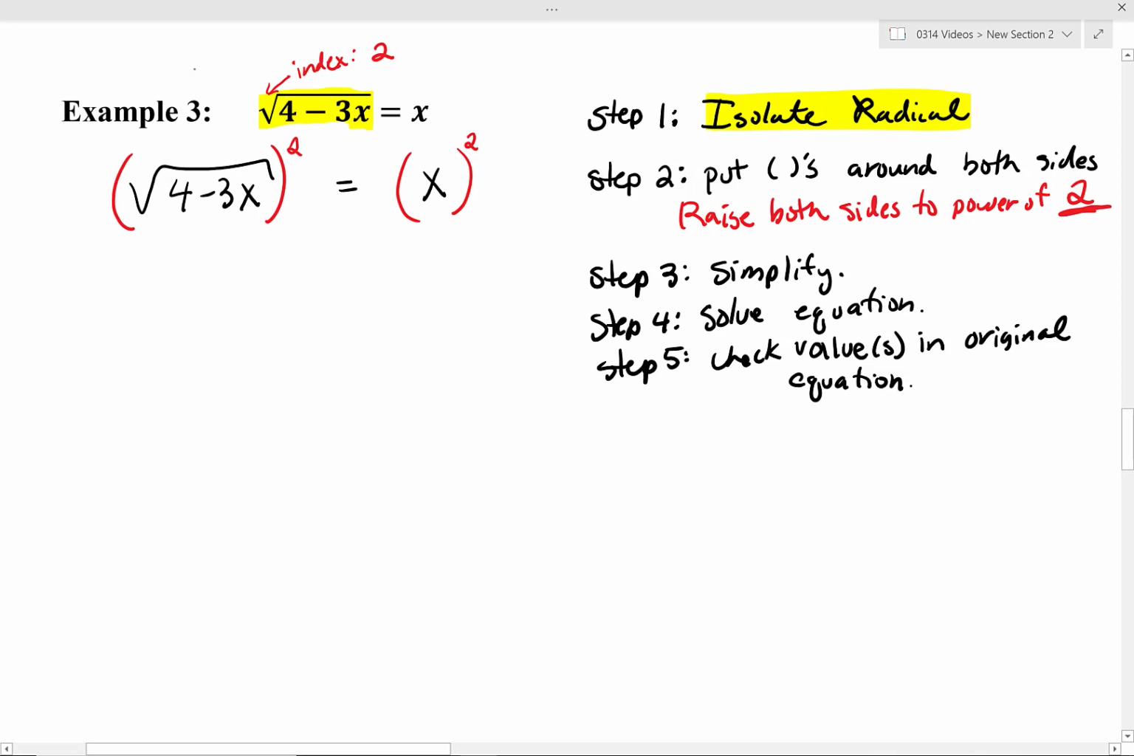Okay, now on the left-hand side, the power and the index are going to match. So we're going to cross those out, and we're going to be left with what's underneath, 4 minus 3x. On the right-hand side, we have x squared. So we're just going to simplify that. We don't really need the parentheses. If we do x times x, then we know we just get x squared.